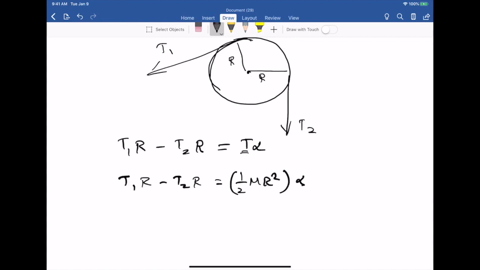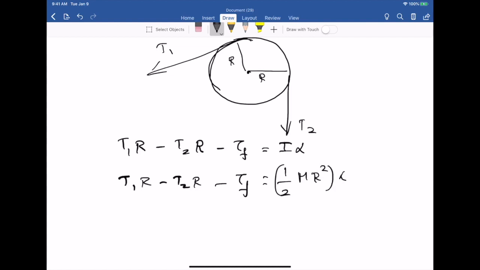Actually, let me just keep the friction. Yeah, why not? Let's just keep the friction. So let's just go back to the same equation that we had. So minus tau friction is equal to I alpha, and all I'm doing in the second step is just plugging in the I for the pulley, 1/2 mr squared times alpha. So this is the equation for the pulley when it has both mass and friction, right?